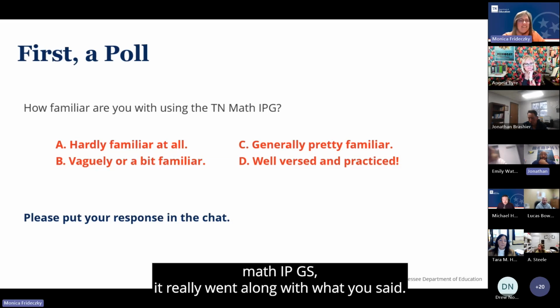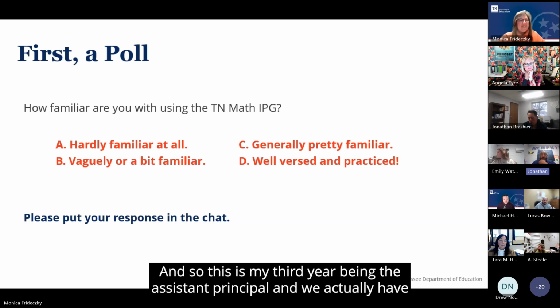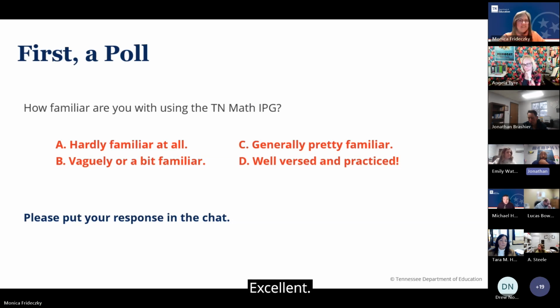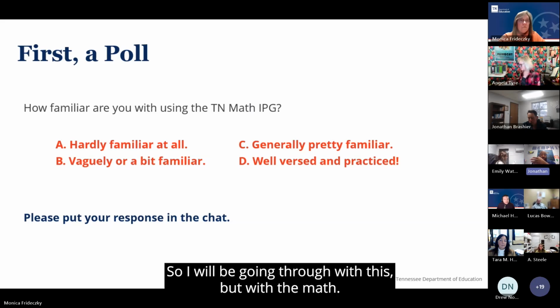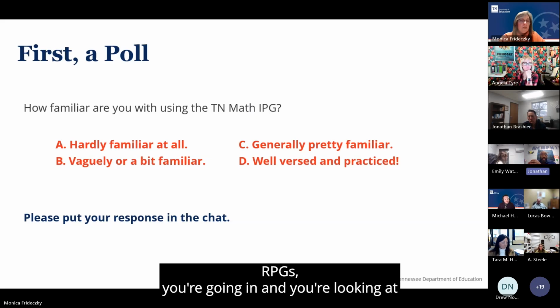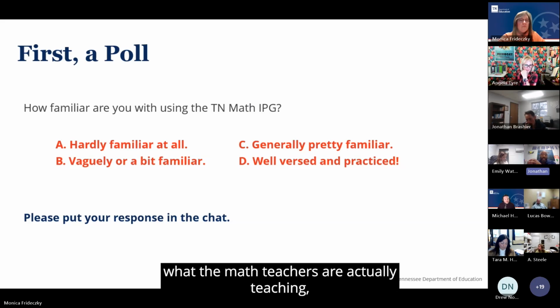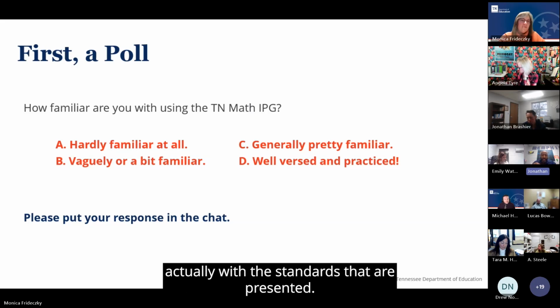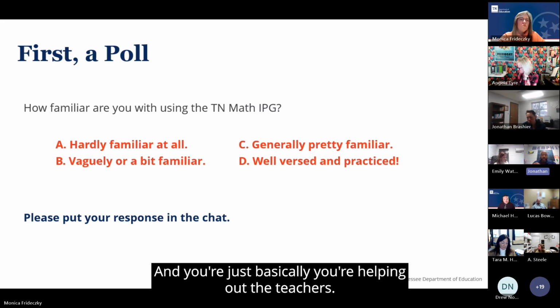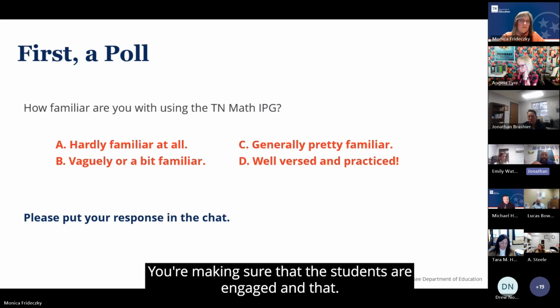And then when they switched over to the math IPGs, it really went along with what you said. This is my third year being the assistant principal. We actually have our math walkthroughs at the end of this month, so I will be going through with this. With the math IPGs, you're looking at what the math teachers are actually teaching, and you're making sure that the content they're using aligns with the standards that are presented. You're basically helping out the teachers, making sure that the students are engaged and paying attention.